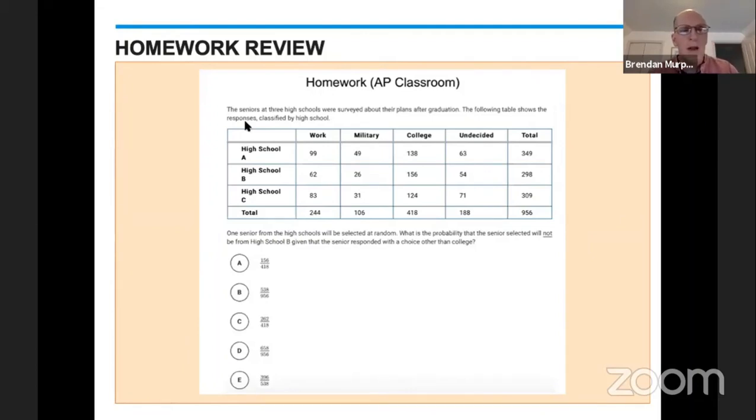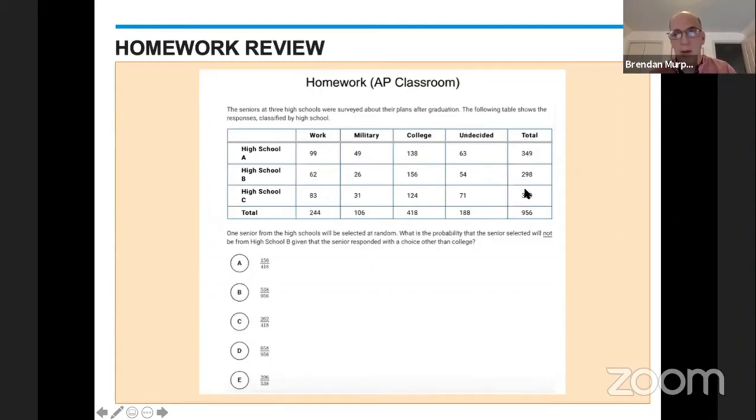So the seniors at 3 high schools were surveyed about their plans after graduation. The table shows the responses classified by high school. I like to call this a two-way table. And many times we're trying to see, is there some relationship between your high school and maybe your plans after graduation or something like that.